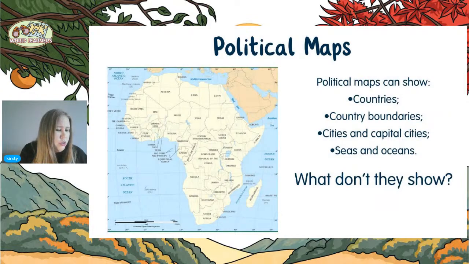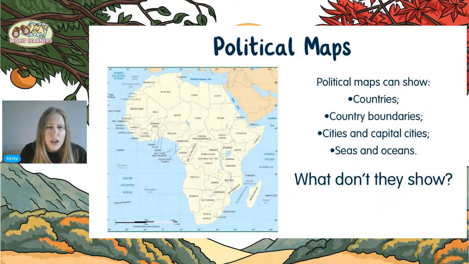Or don't they usually show? What do you think? Yeah, they might not show particular landmarks or smaller towns. Yes, spot on. So they don't necessarily give us that level of detail. What else do you think?